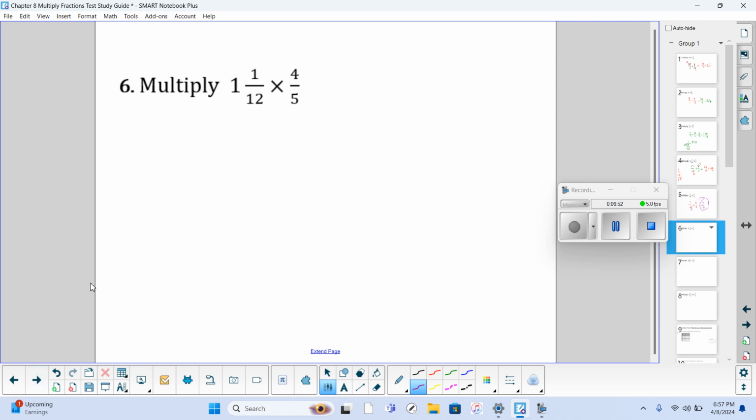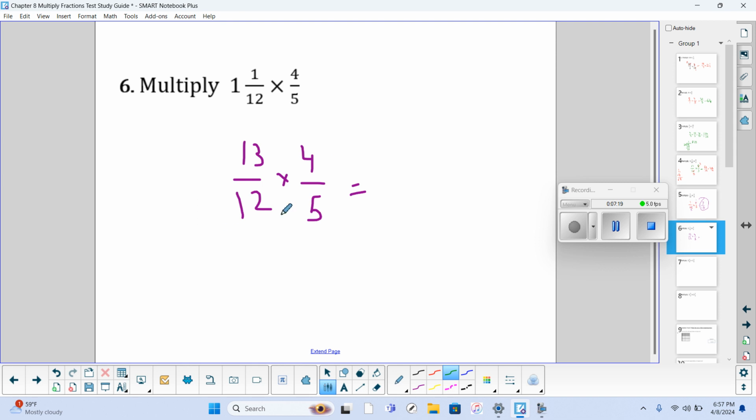For number 6, I once again need to change this to a fraction. No mixed numbers for multiplication. 1 times 12 is 12, plus 1 is 13 over 12 times 4 over 5. All right, before I multiply, let's take a look. Can I simplify anything? Yes.